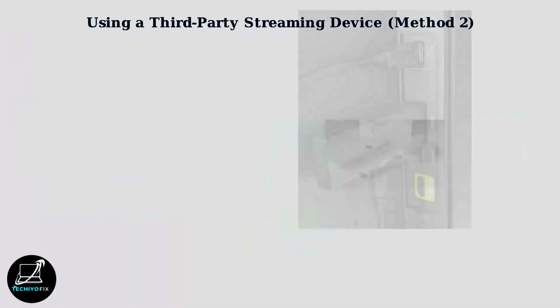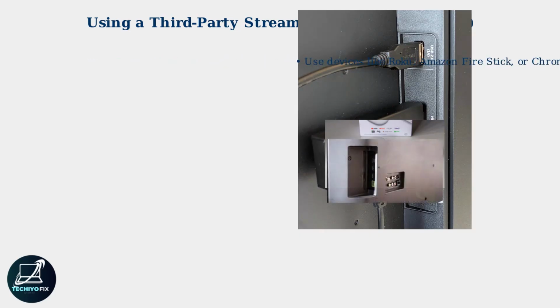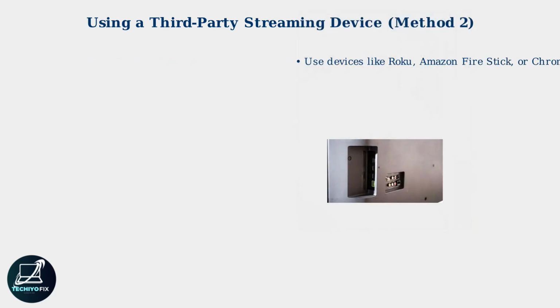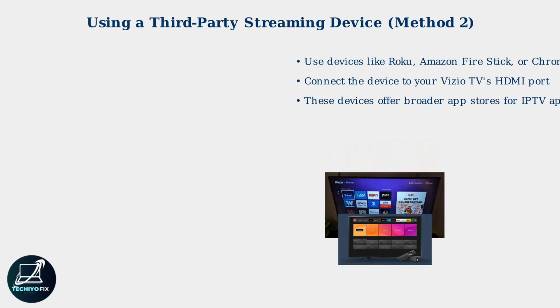A reliable method for accessing IPTV on your Vizio TV is using a third-party streaming device. Options include Roku, Amazon Fire Stick, or Chromecast with Google TV. Connect the streaming device to your Vizio TV using an HDMI port. Ensure the device is powered, typically via USB or a power adapter. These streaming devices have broader app stores compared to Vizio's SmartCast platform, allowing you to install various IPTV applications.